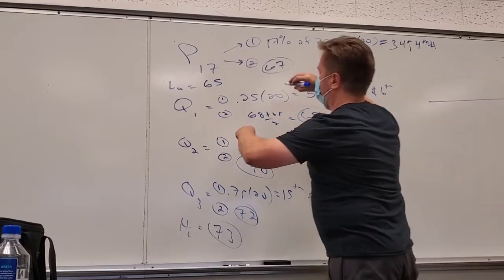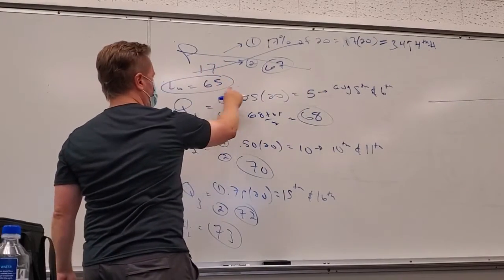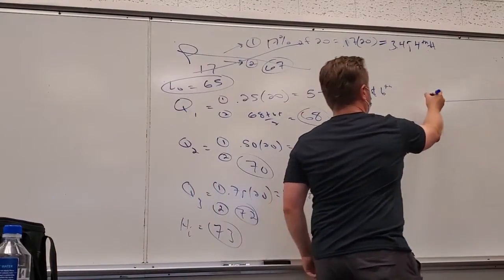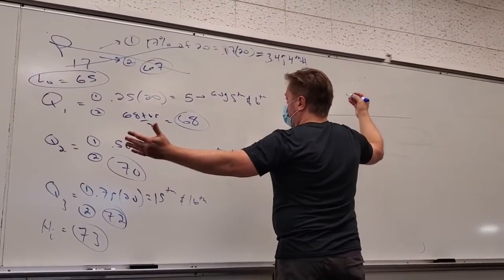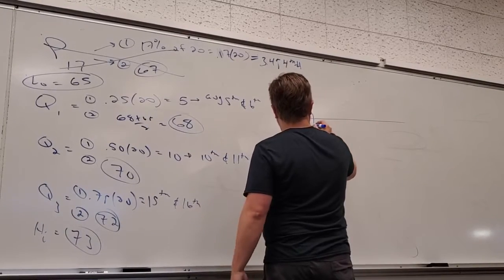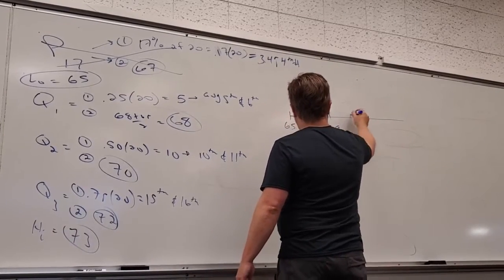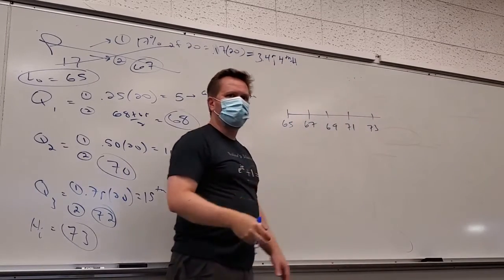Where are my numbers? All right, there's my numbers. 65, 68. So 65, that makes sense. Let me start at 65. I only need to make it up to 73. So maybe I'll go by 2s. You know, by 1s really though.